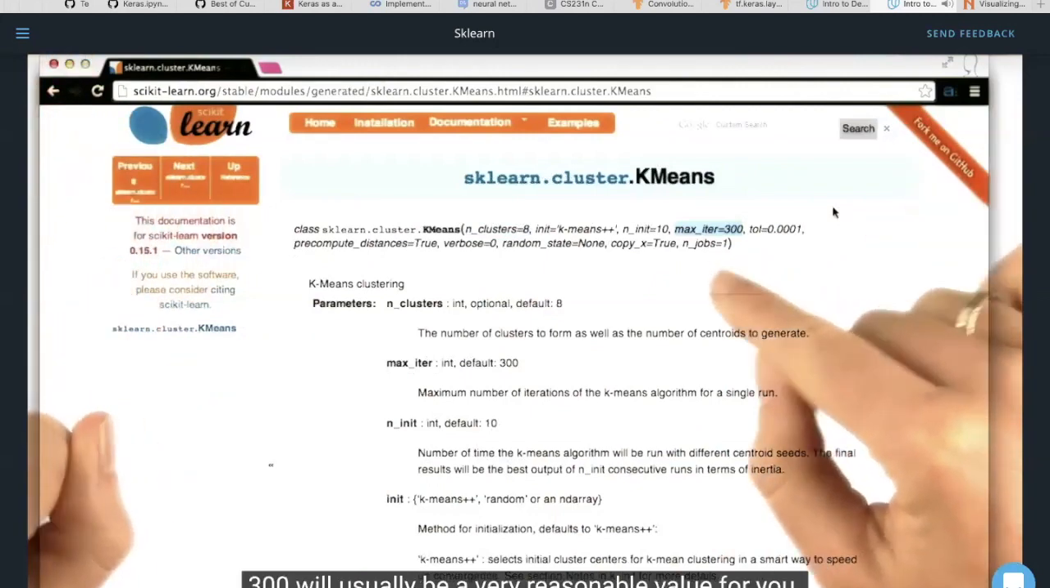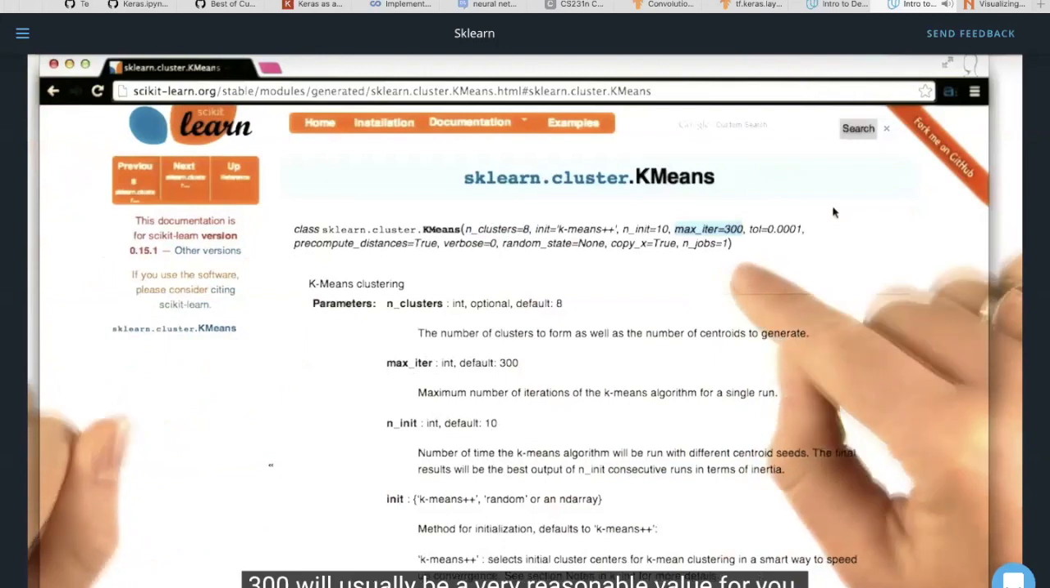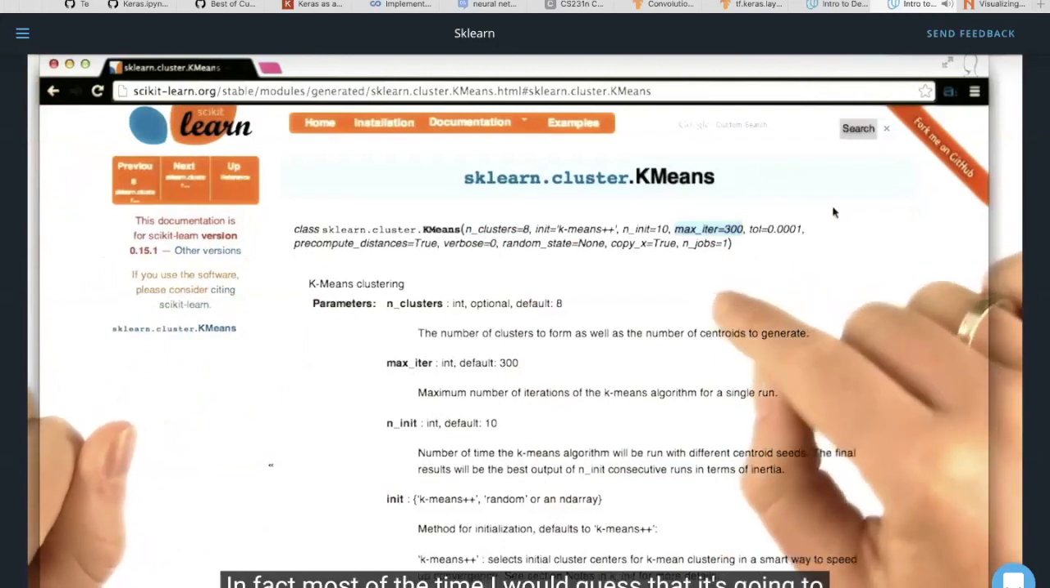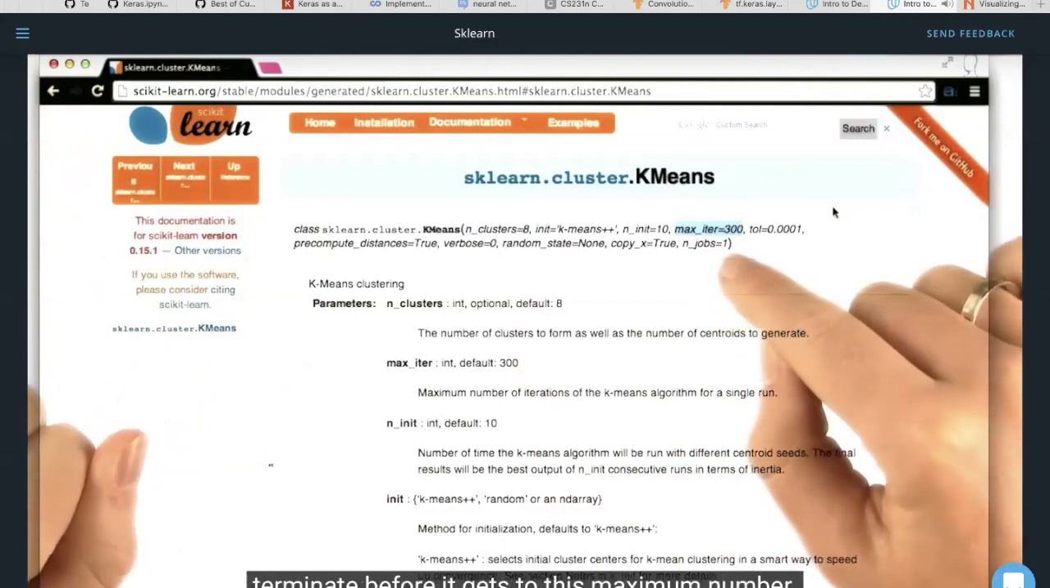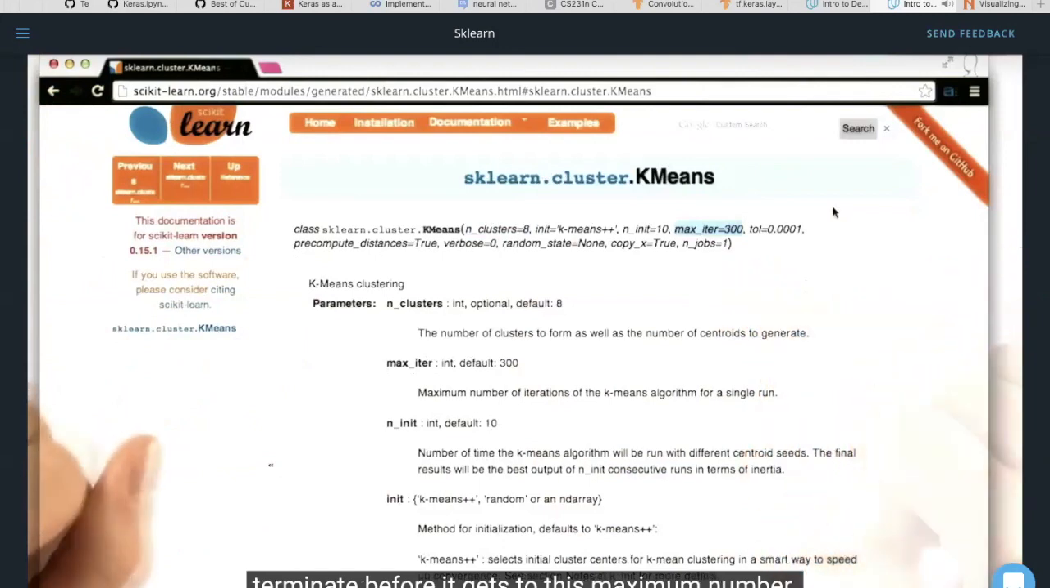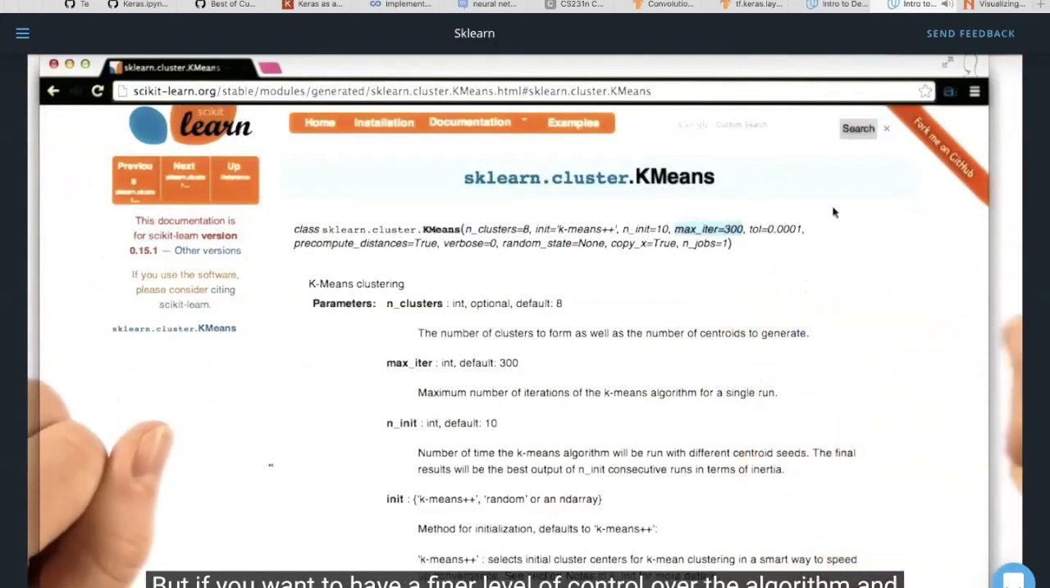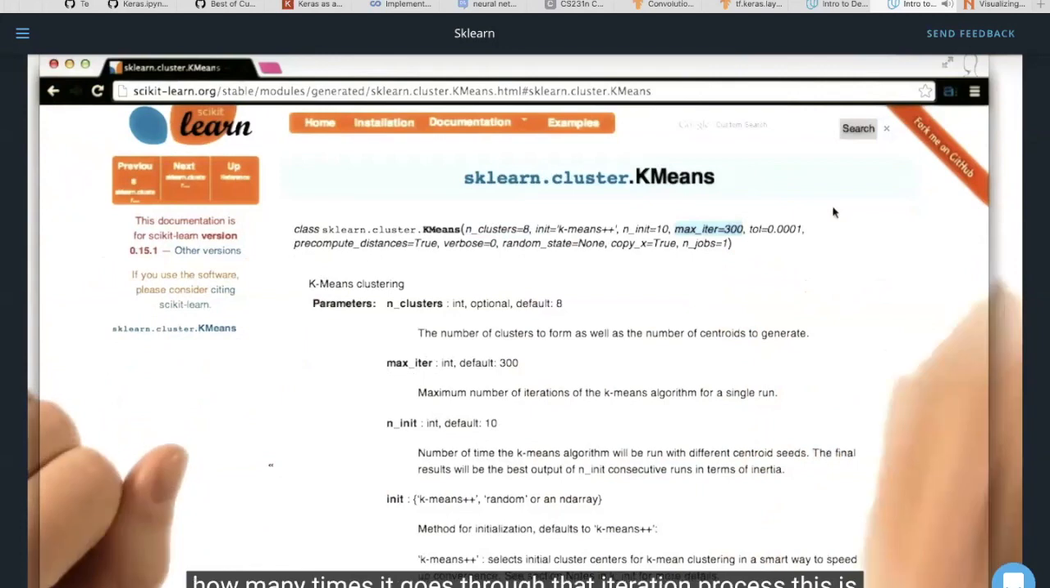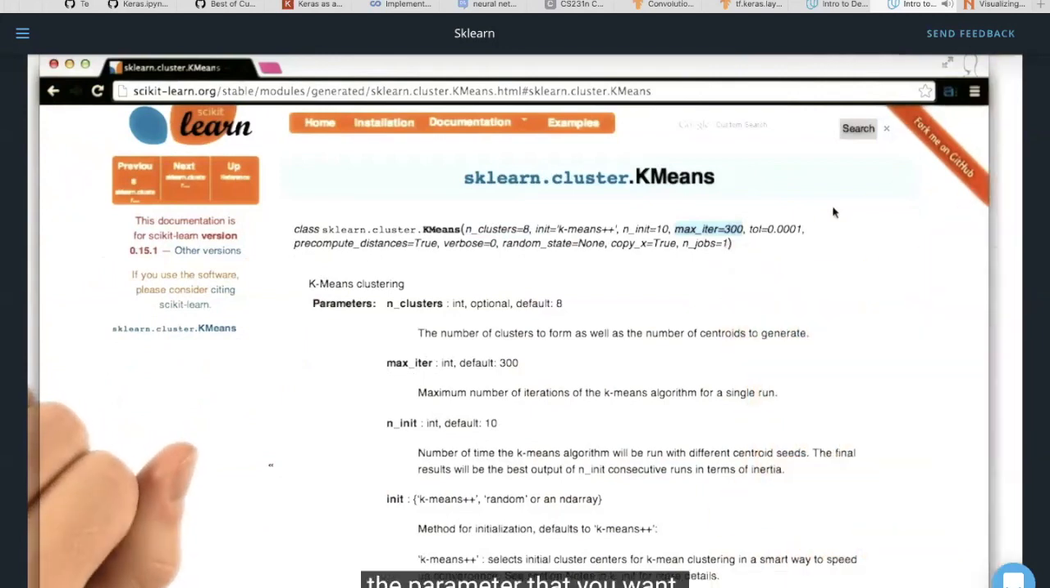300 will usually be a very reasonable value for you. In fact, most of the time, I would guess that it's going to terminate before it gets to this maximum number. But if you want to have a finer level of control over the algorithm and how many times it goes through that iteration process, this is the parameter that you want.